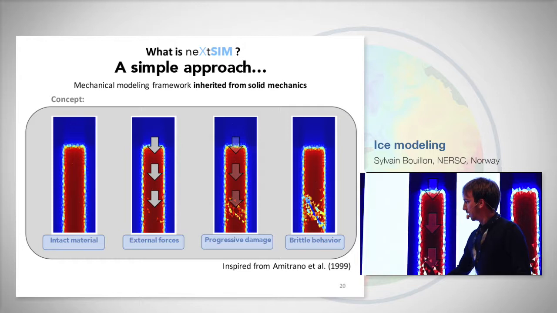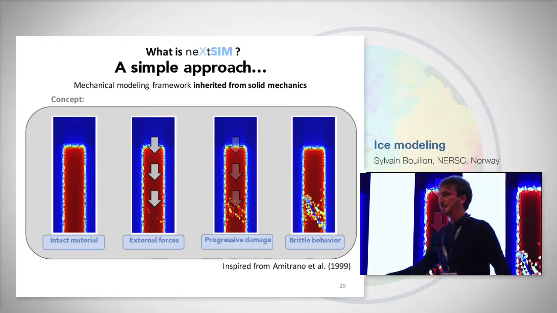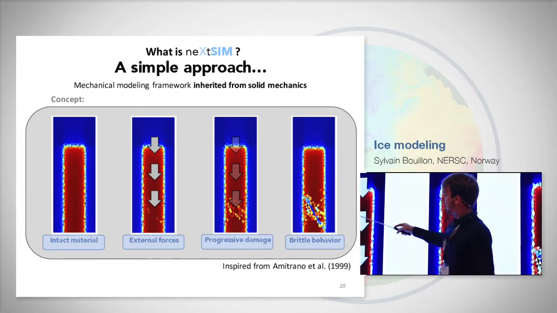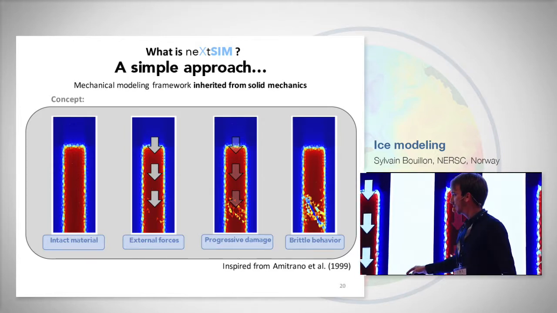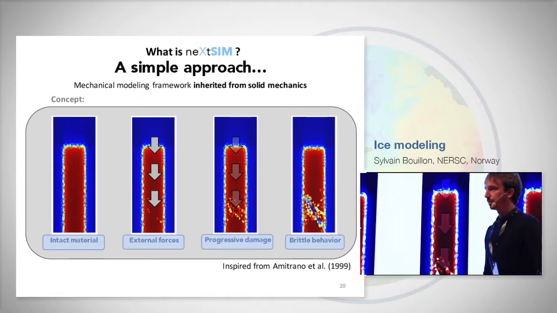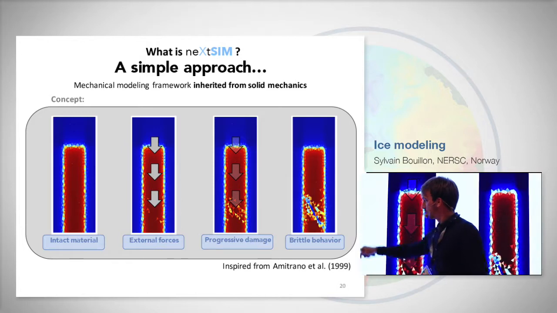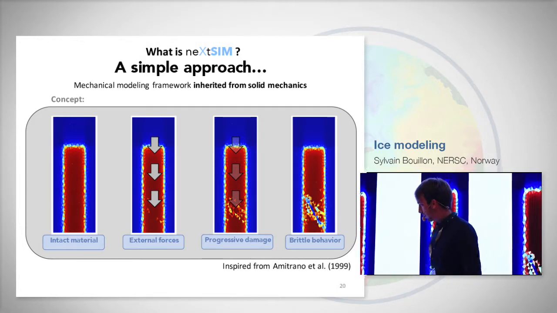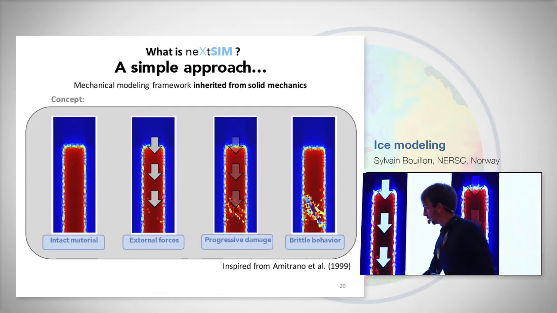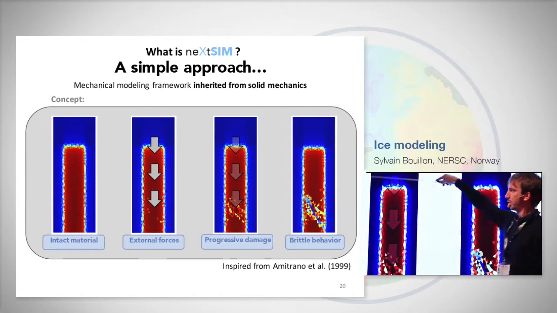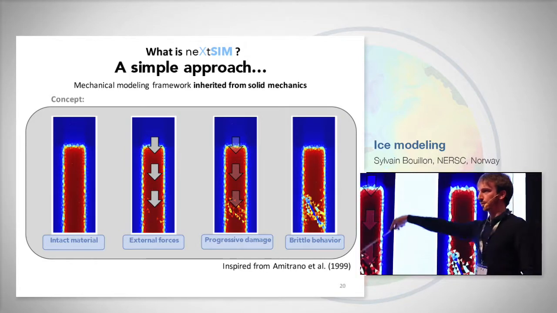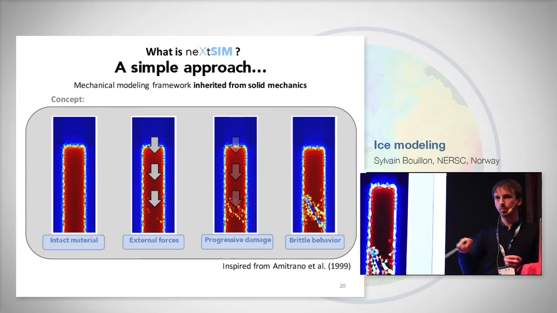And this is a small example. At the beginning, we start with an intact material. So it's like a big plate of sea ice with no damage. Blue is for the water, and here we have the coast. If we push it, or if we apply a wind stress towards the coast, the internal stress will increase.